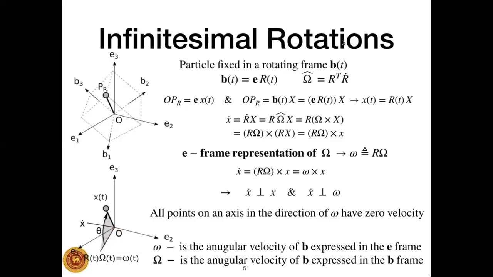And therefore, omega is the angular velocity of the box, or the frame B, with respect to the frame E, as observed in the E frame. And then the coordinate representation relationship that we get from here tells you that capital omega is the B frame version of that.